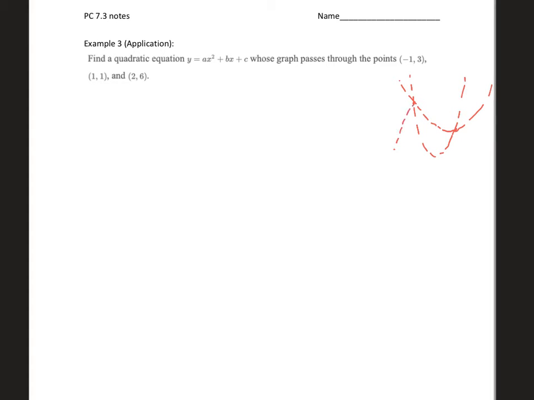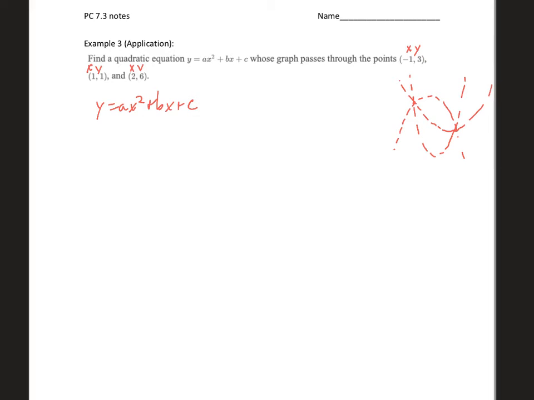So this is why I need 3 points. That's going to create a unique quadratic. So remember, the equation for a quadratic is y equals ax squared plus bx plus c. So I've got 3 different sets of points. So I've got an x and y for each point here. So I'm just going to plug those in and get three different equations.